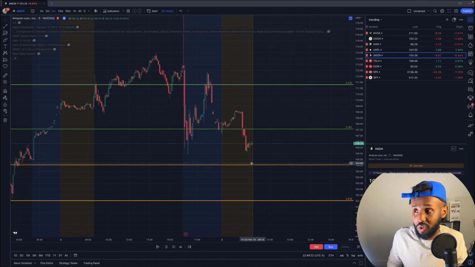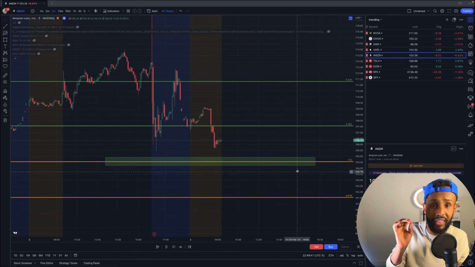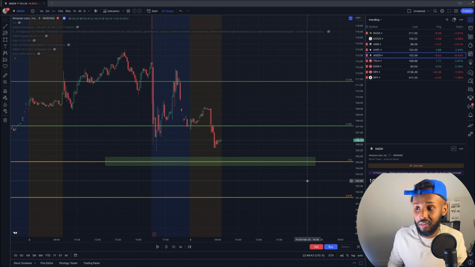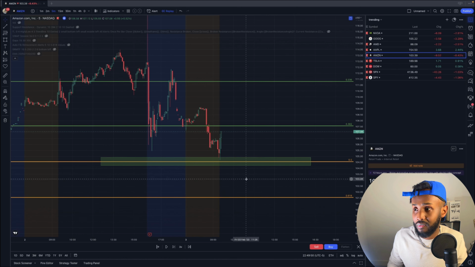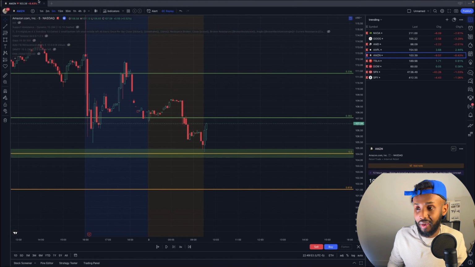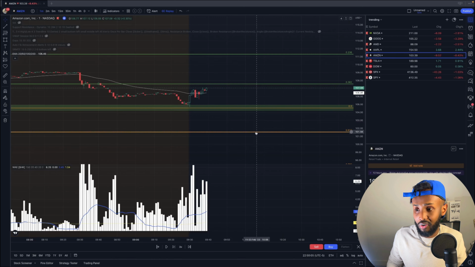And sometimes you can just go ahead and make a zone instead of looking for the exact line, because stocks never come to the exact level. They like to find zones. So we look for some pullback, and what do we see? Amazon pulls back to the 50% retracement level. We can have our moving average there, and we can have our volume indicator.